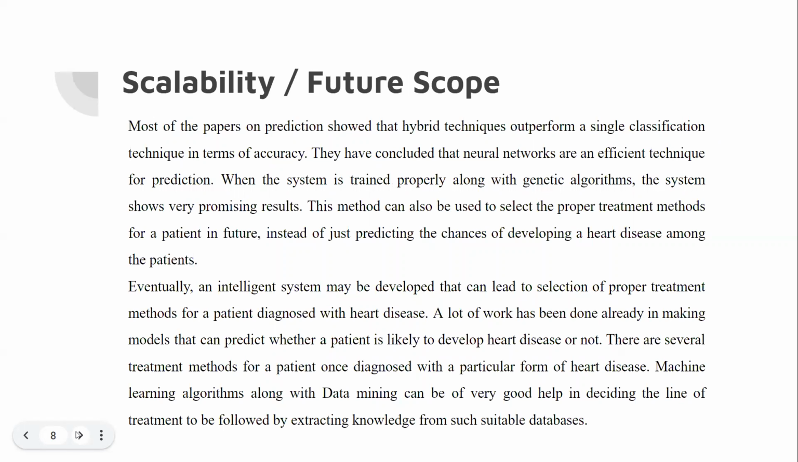The scalability and future scope. So there might be some limitations or requirements which we haven't met. So instead of just predicting the chances of developing a heart disease among the patients, we can also select the proper treatment methods for the patient. We can use a neural network and data mining techniques to acquire them. Eventually, an intelligent system may be developed that can lead to the selection of a proper treatment method for the patient with the heart disease.